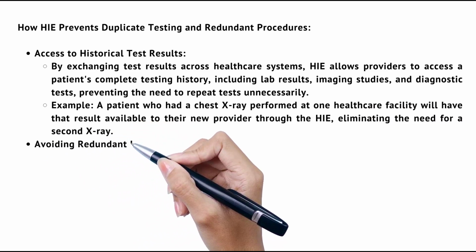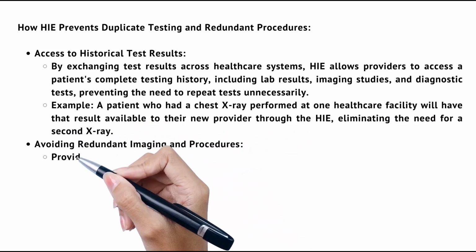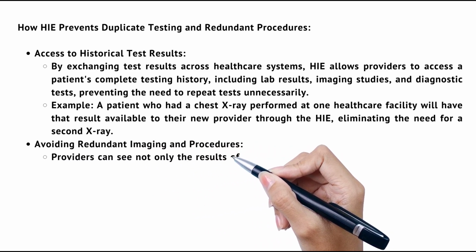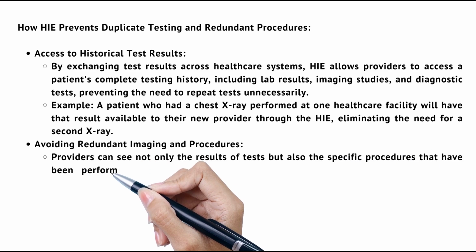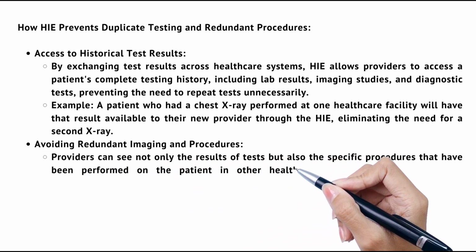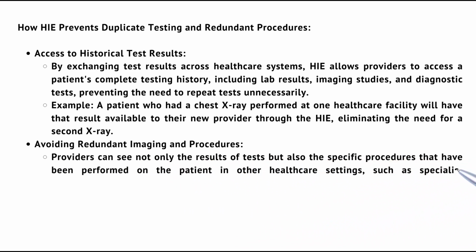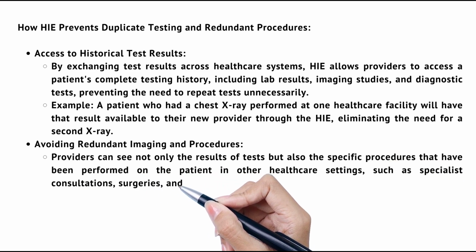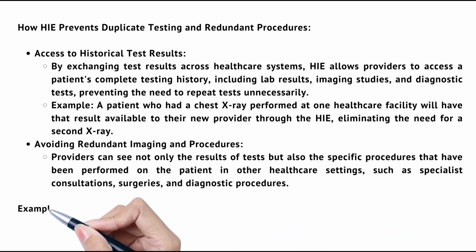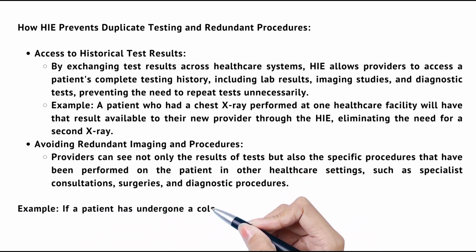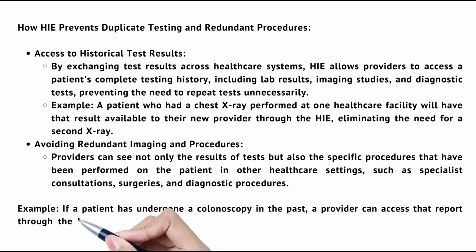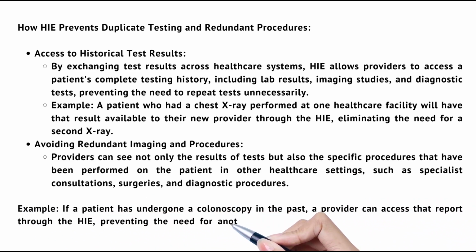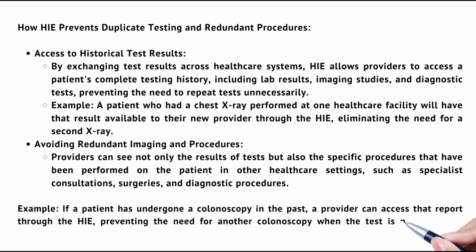Avoiding redundant imaging and procedures. Providers can see not only the results of tests, but also the specific procedures that have been performed on the patient in other healthcare settings, such as specialist consultations, surgeries, and diagnostic procedures. Example: if a patient has undergone a colonoscopy in the past, a provider can access that report through the HIE, preventing the need for another colonoscopy when the test is not medically necessary.